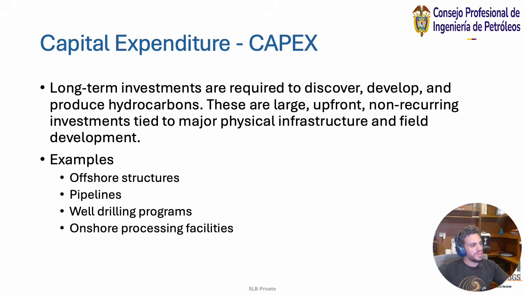So examples of capital expenditure are offshore structures, pipelines, well drilling programs, onshore processing facilities. So these are things that you will pay for once and you have them, right? Once you pay for them, you can use them, and that's that. So you can think of a capital expenditure as something that I'll pay for once. It's a big expense and I need it, and usually it will last me for its needed lifetime in terms of my project, right?